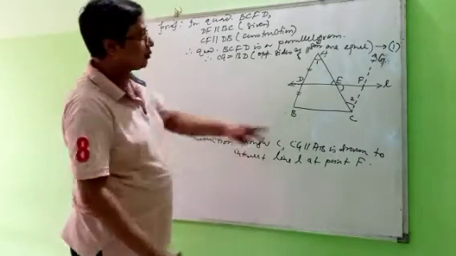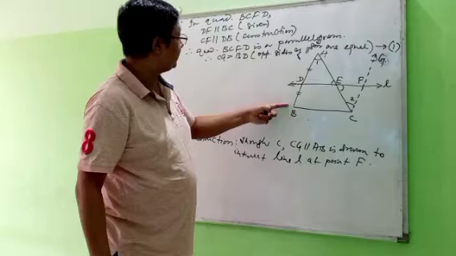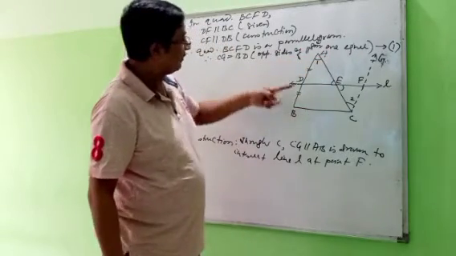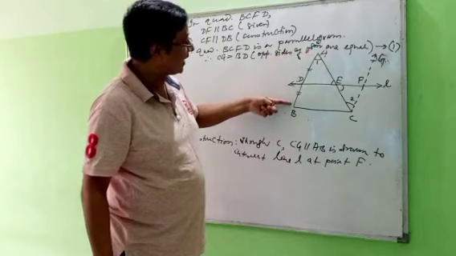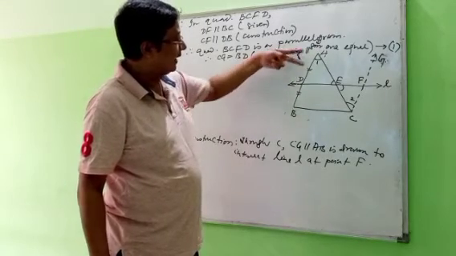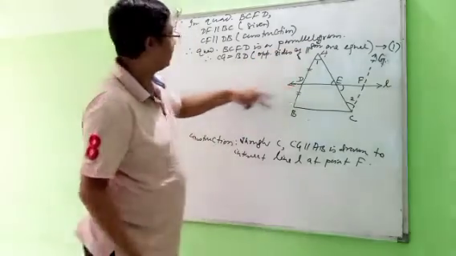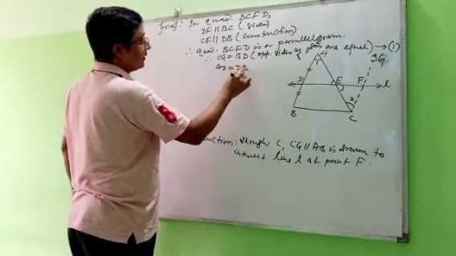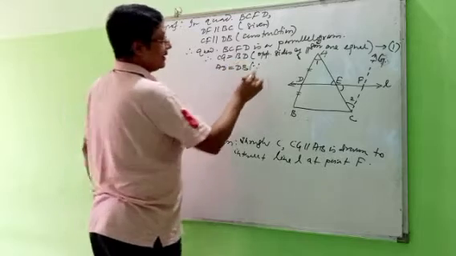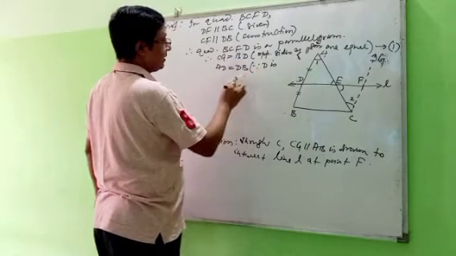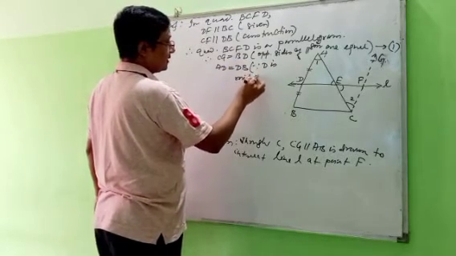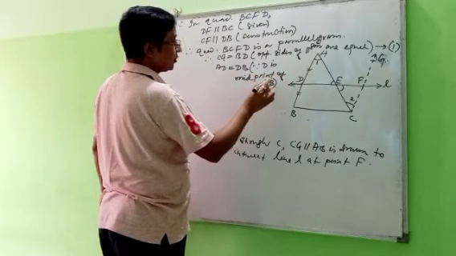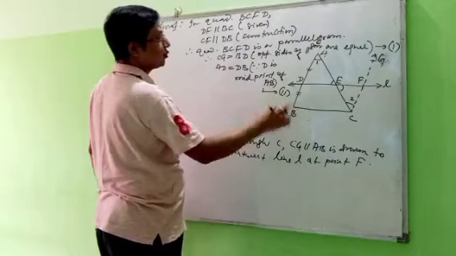Then again, CG equals BD, opposite sides of a parallelogram are equal. Again, you have got that D is the midpoint of the side AB. So AD equals DB, since D is the midpoint of AB. So this is equation number 2.